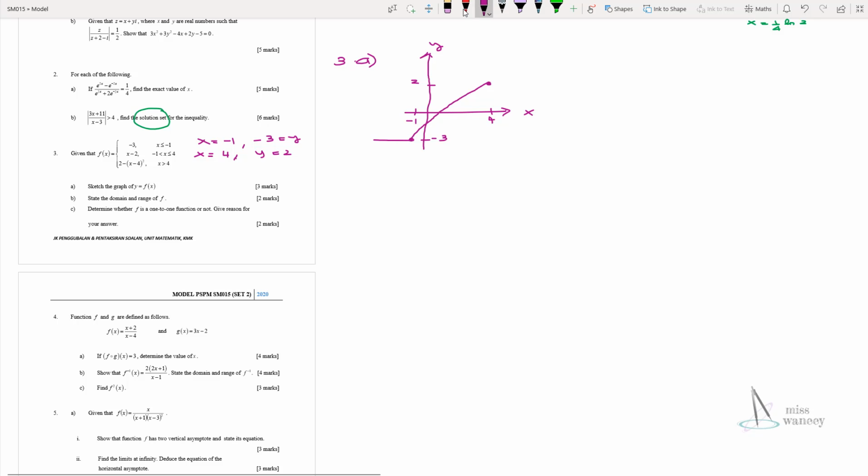Okay, so 2 minus (x minus 4) squared. So this is actually a quadratic. So negative (x minus 4) squared plus 2.